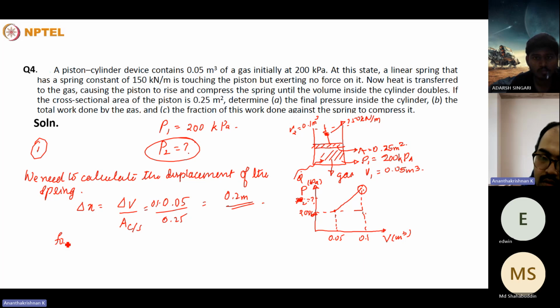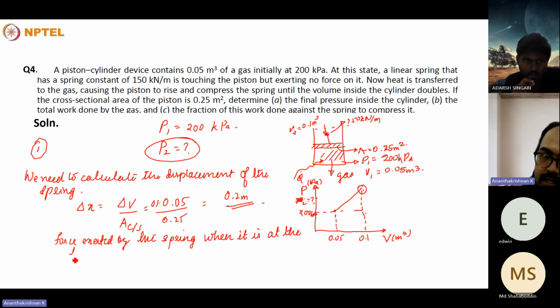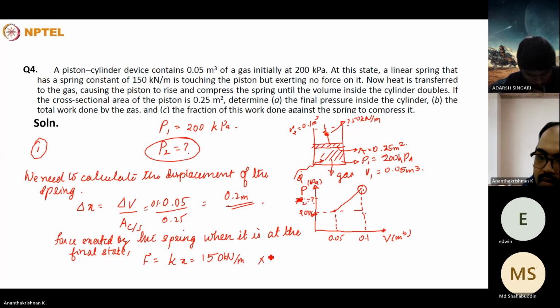So we calculate the force exerted by the spring when it is at the final state. F is equal to Kx, 150 kilonewton per meter into 0.2. This is given, 150, and 0.2 is the displacement of the spring, so you can get it as 30 kilonewton.